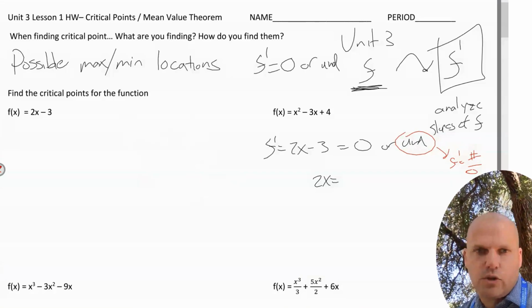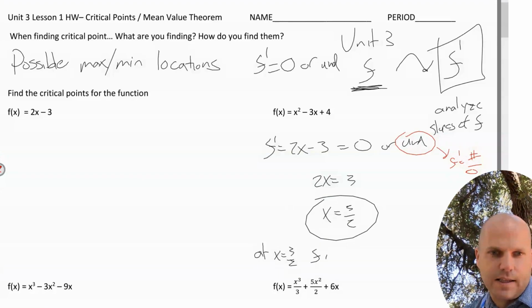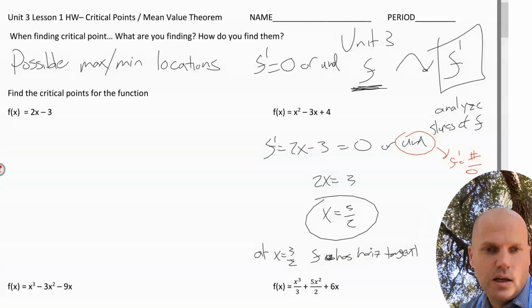Cool. So 2x equals 3, x equals 3 halves. That's the answer. At x equals 3 halves, f has a horizontal tangent. And horizontal tangents are possible max-min locations.